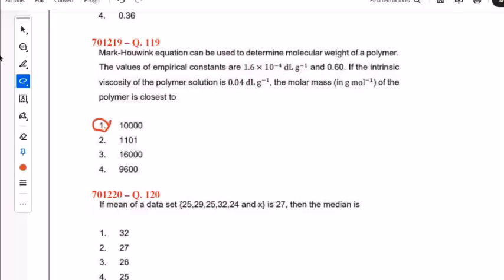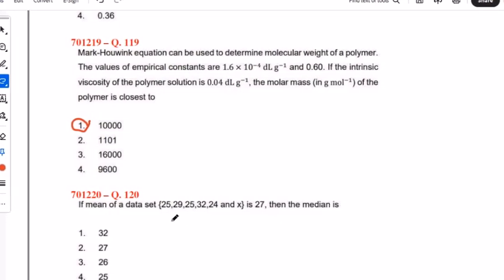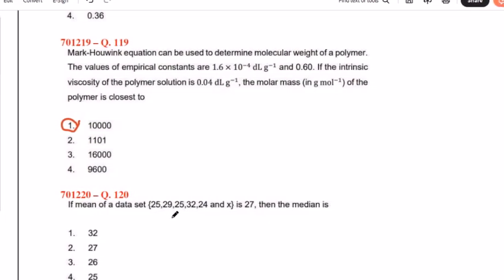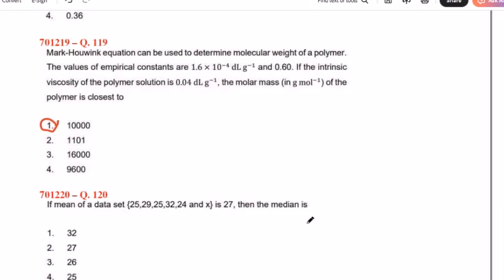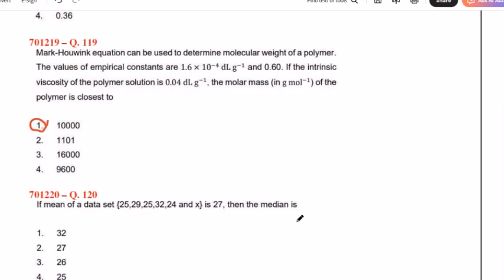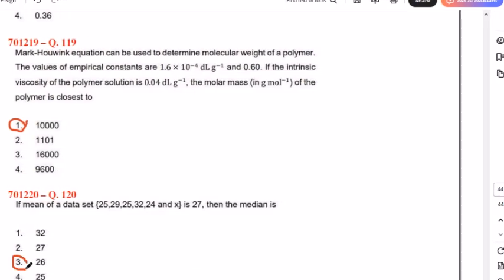Next, question number 120. If mean of a data set 25, 29, 25, 32, 24 and x is 27, then the median is, yes, it is going to be 26. Option number 3 is correct option, friends.